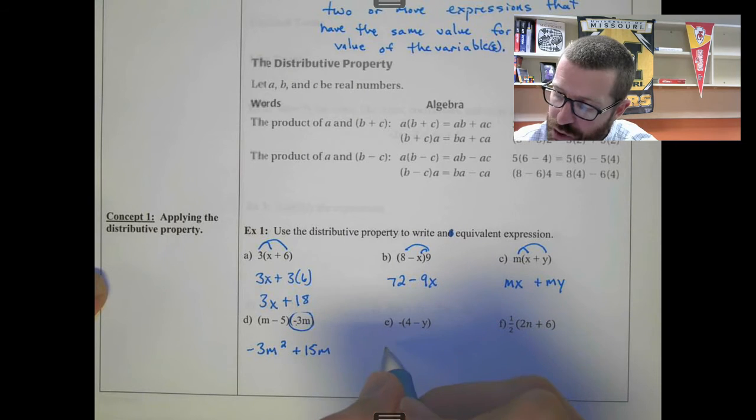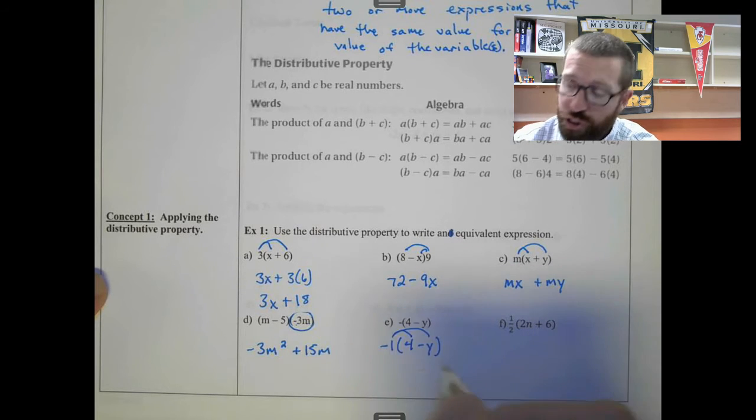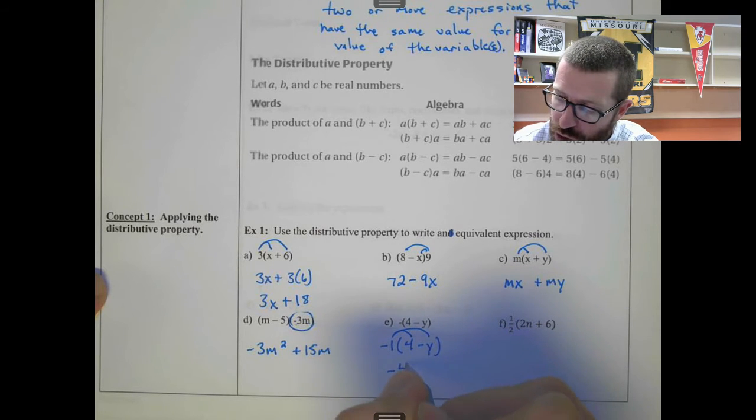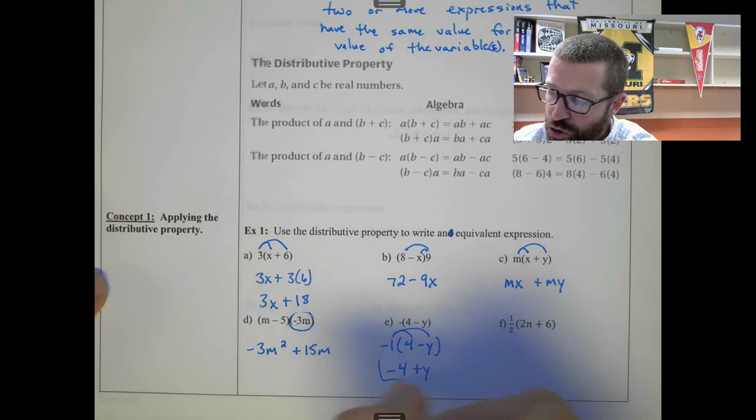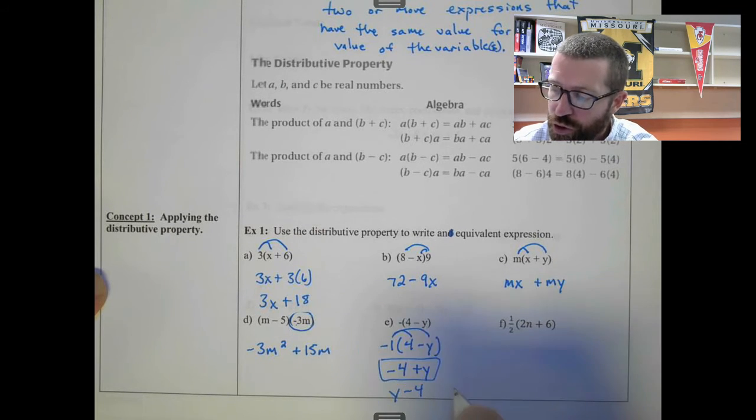If there's just a negative sign, what you're really distributing is the -1. And what's happening is the signs are just going to change. So this will be -4 plus y. And you would normally see that, which is correct. You would probably see that as y minus 4. So those are the same thing.